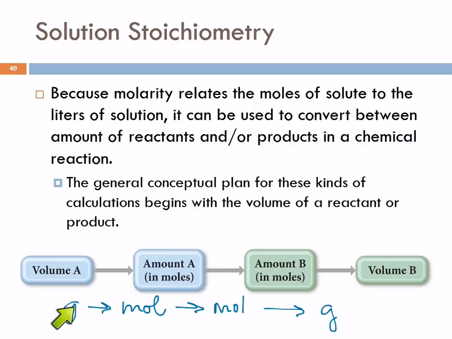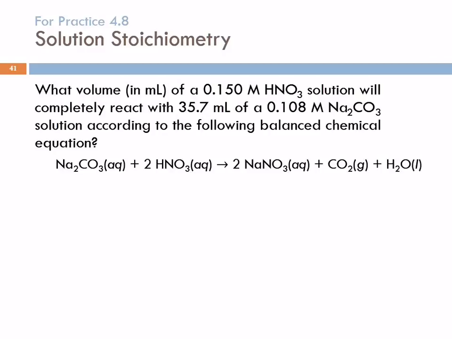Instead of starting with a mass, we're starting with a volume of a solution. If we know the molarity, we can use the molarity to convert the volume into moles. So this is a variation at the beginning. At the end, we can use this to find the volume of a solution of a known molarity. So this is just a variation on a theme. What's the same is in the middle, the mole-to-mole conversion that uses the chemical equation. So let's do an example.